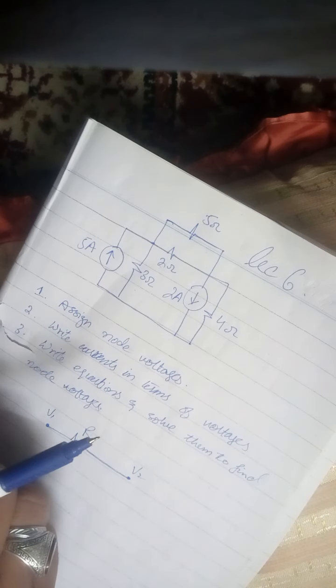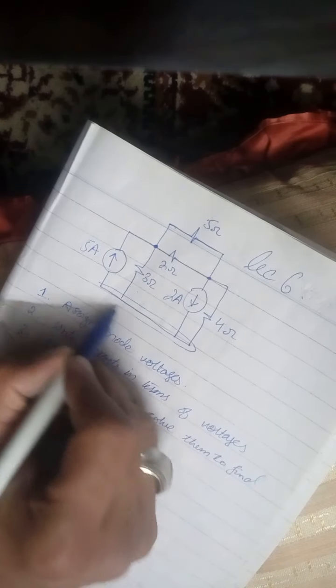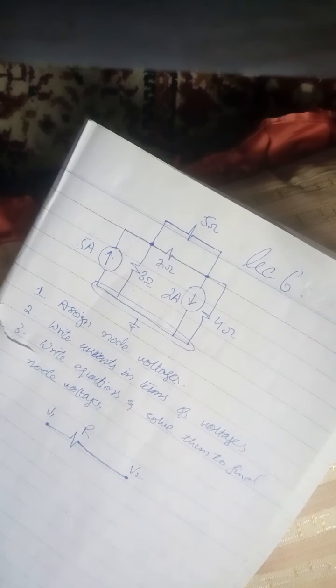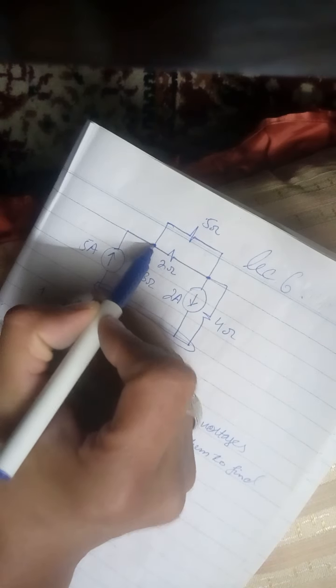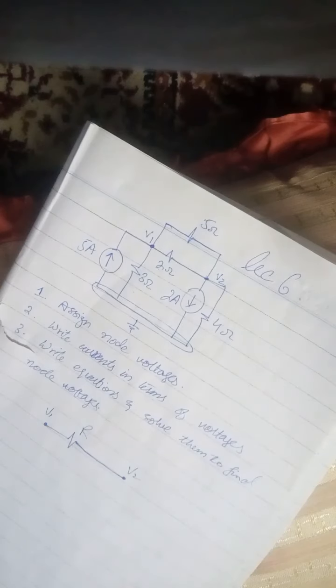So we have to assign node voltages in the given circuit. So there are three nodes. This is node 1, this is node 2, and this is node 3. This is also called a reference node or ground, zero level. These two are non-reference nodes, and we are going to name them as V1 and V2.